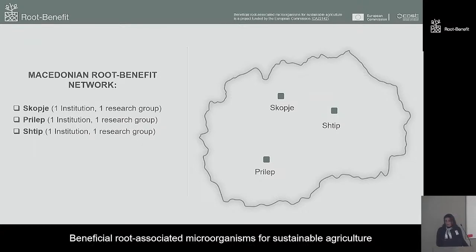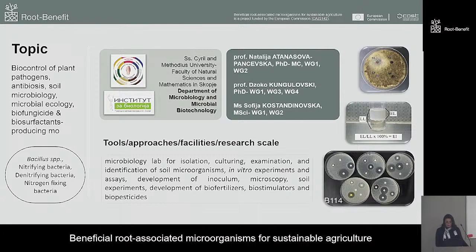Our Macedonian Root Benefit Network consists of 3 research groups. One is in Skopje, one in Prilep, and one is located in Štip. The first one is a research group from the Department of Microbiology and Microbial Biotechnology from the Faculty of Natural Sciences and Mathematics from Skopje.